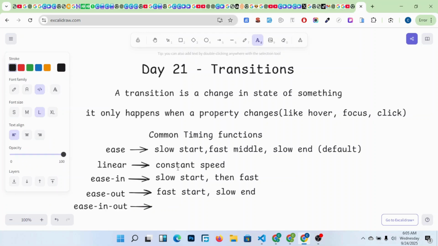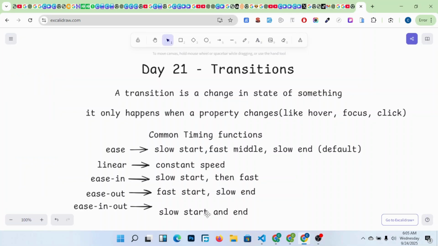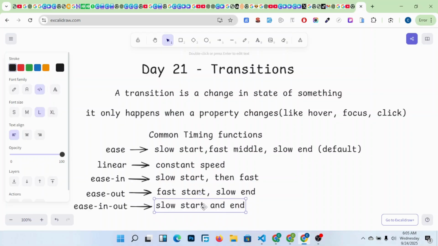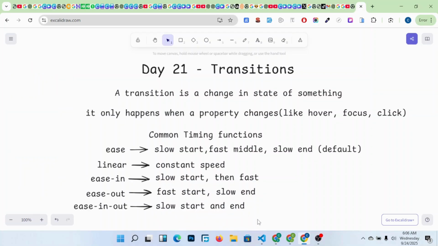A slow start and end. This one has a slow start and end. Both the start and end, they are all slow. Okay? Okay. So we have the last one.